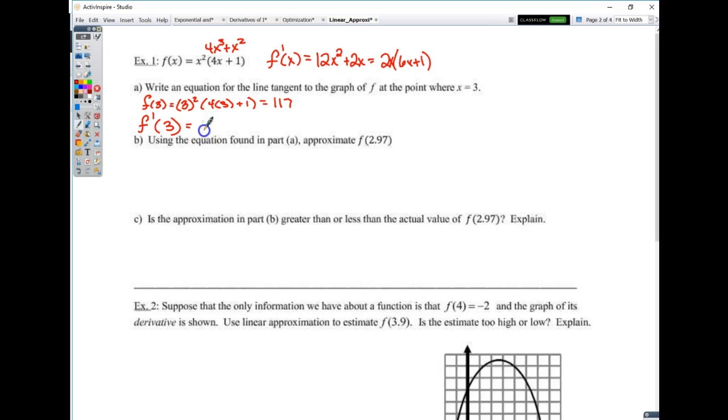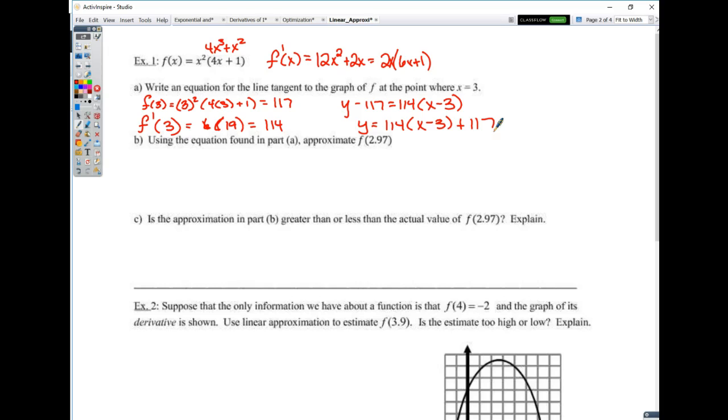2 times 3 is 6. 6 times 18, 19. So what's 6 times 19? 114. So my equation of the tangent line is y minus 117 equals 114 times x minus 3. This is one of the few times you're going to see me modify this. I'm going to call this y equals 114 times x minus 3 plus 117. And you're going to see why that's important now.